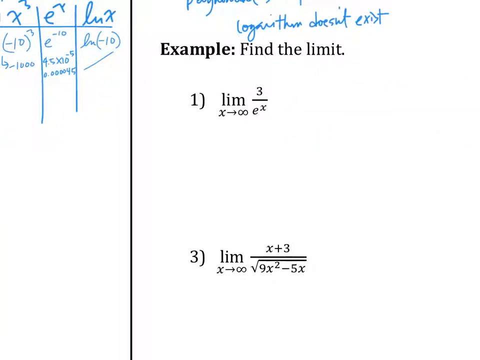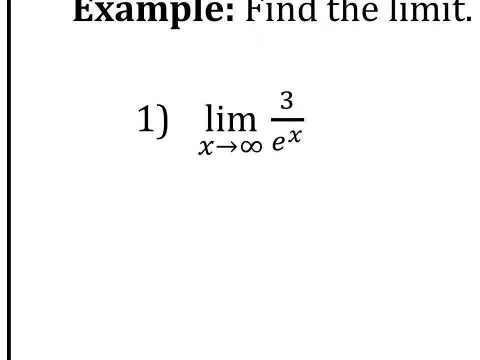All right, let's try this first one. You have to look at where x is going. Is x going to infinity or negative infinity? Infinity, so who's going to dominate? E. So then it's 3 over infinity, so the answer is 0. Yes? No?